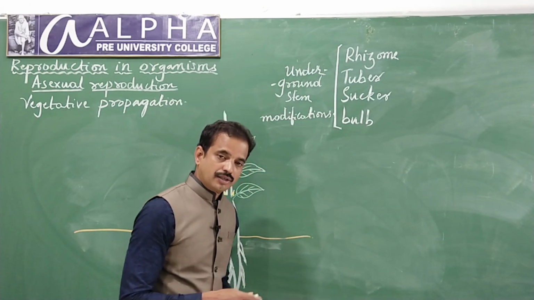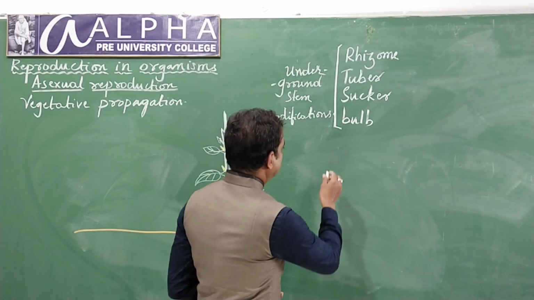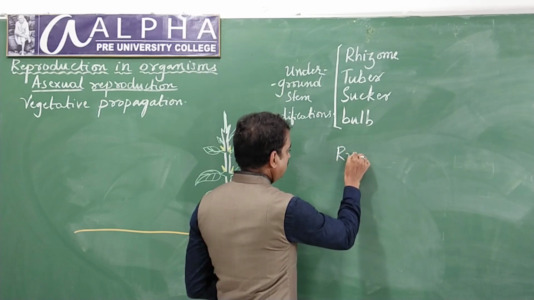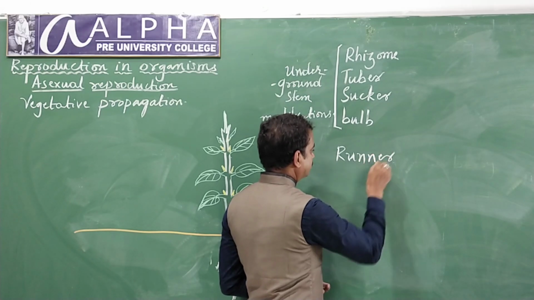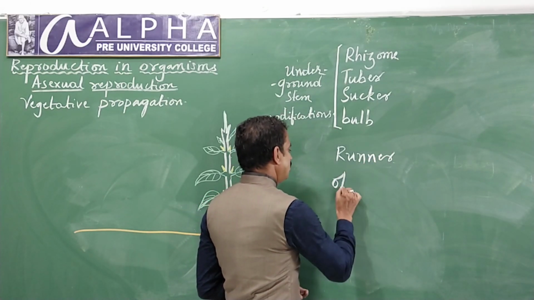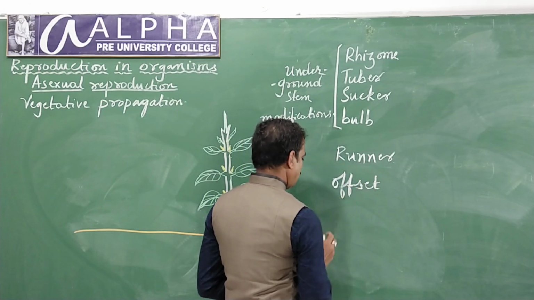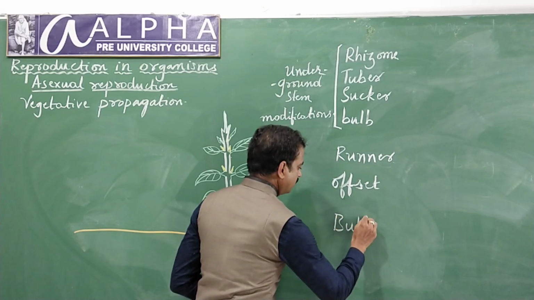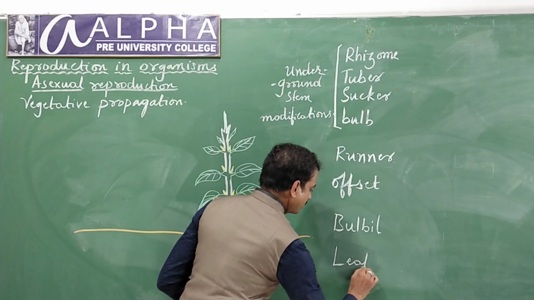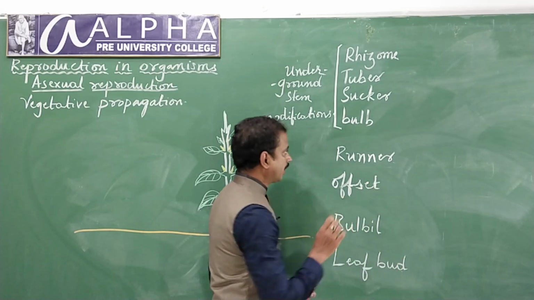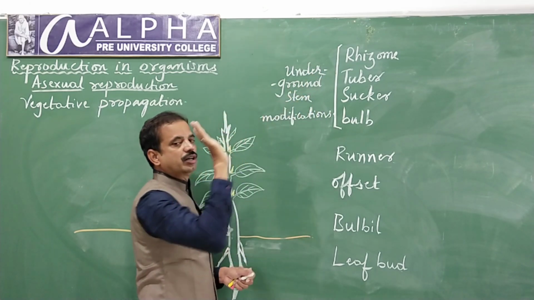Let me write the names of those vegetative propagules which have been given in your textbook as examples. The first one is runner. Here in this class, the first example we are going to study is runner. The next one is offset, the next one is bulbil, and finally leaf bud.